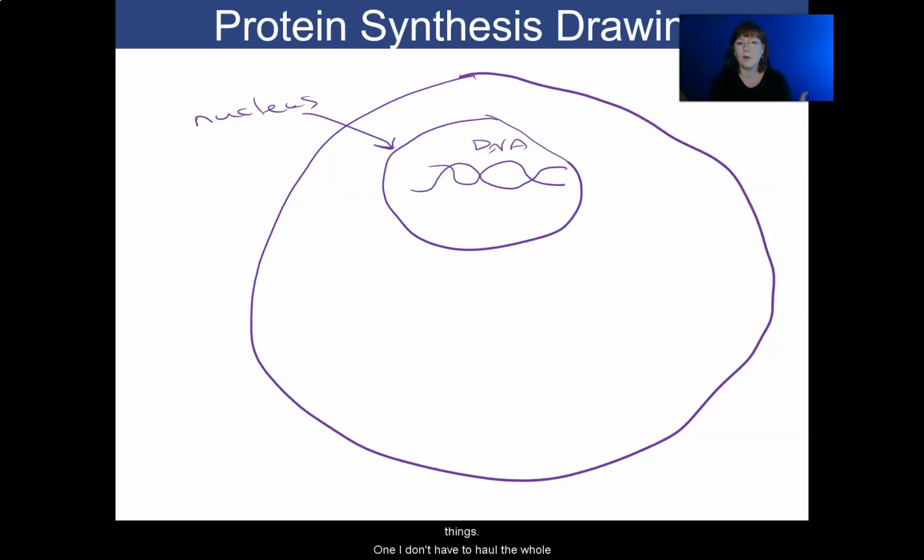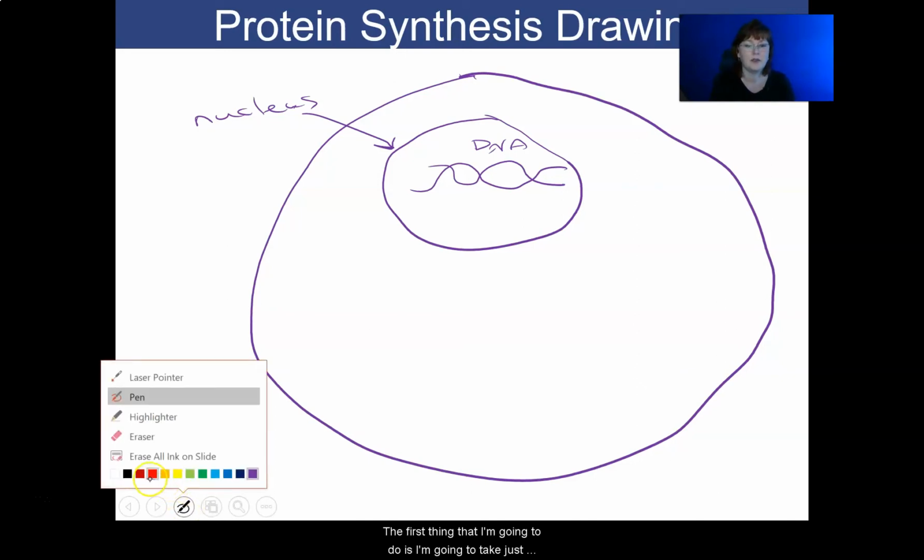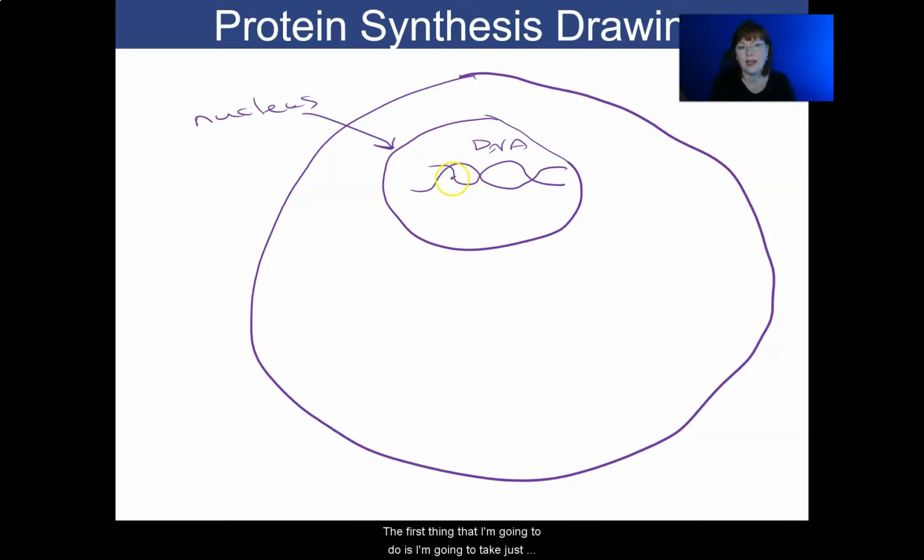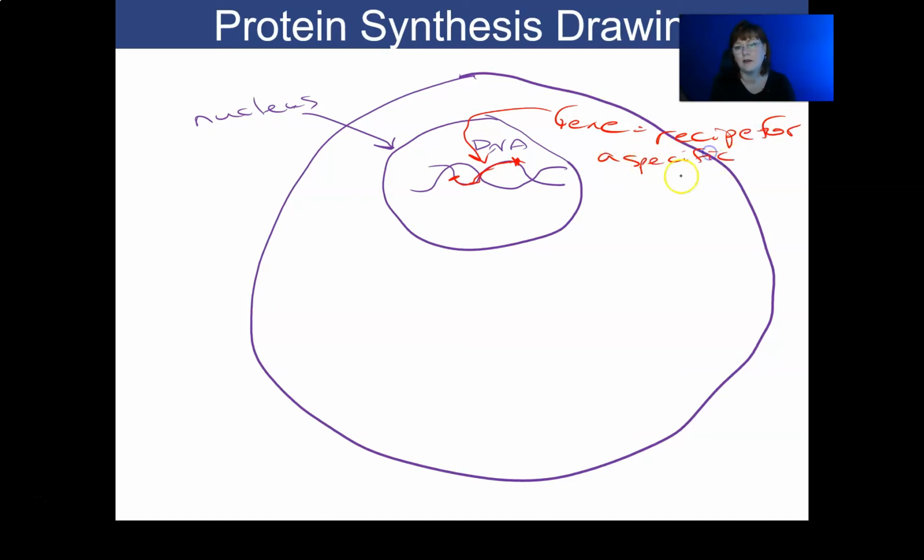Because it does a couple of things. One, I don't have to haul the whole cookbook with me, the whole DNA molecule, and I'm going to be able to protect that original copy just in case something were to happen. The first thing that I'm going to do is take just the section of DNA that I'm interested in. So just that one gene. So this here in red is a gene. And a gene is a recipe for a specific protein. So this is one recipe for just a specific protein that I want.